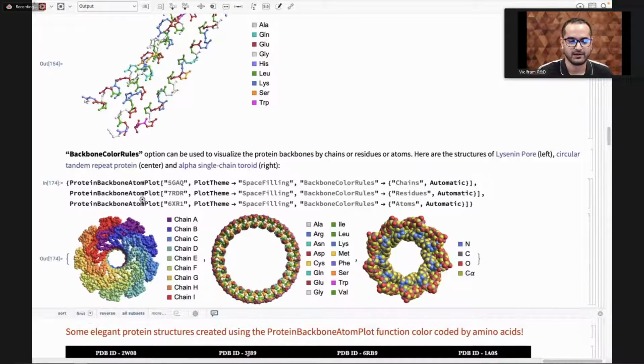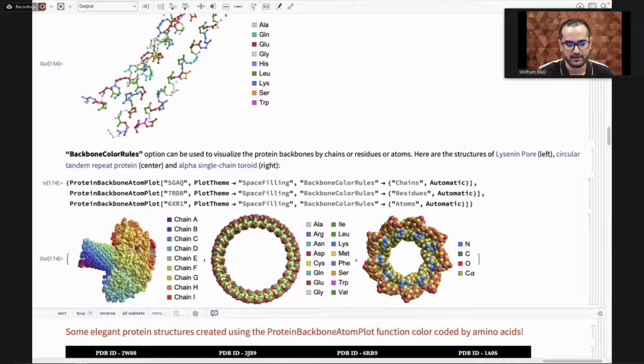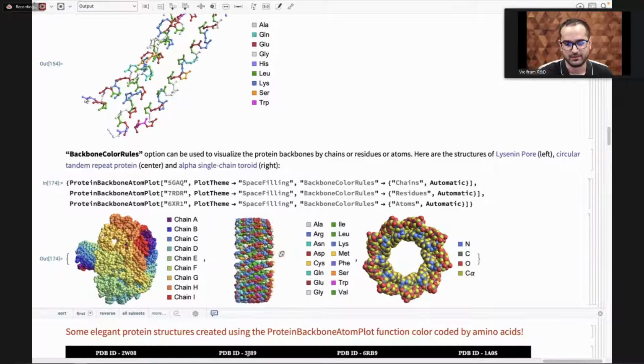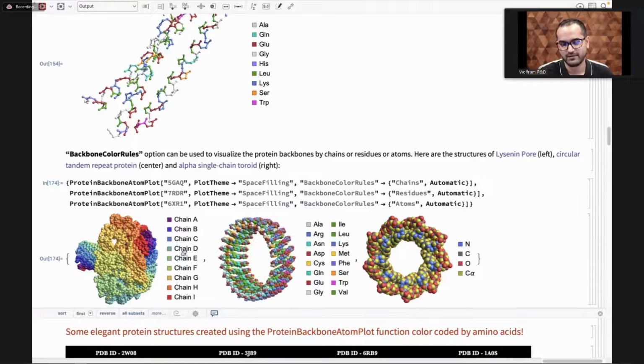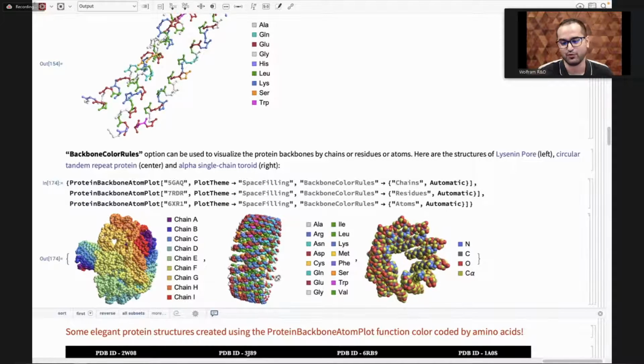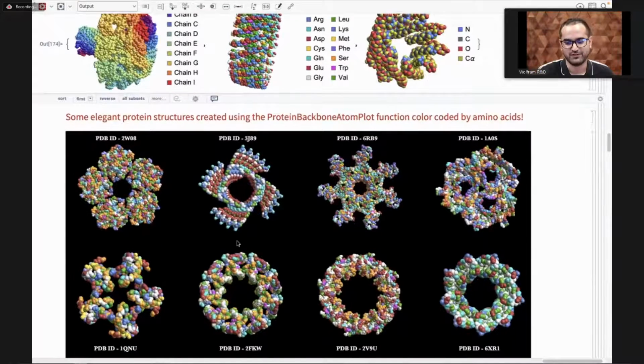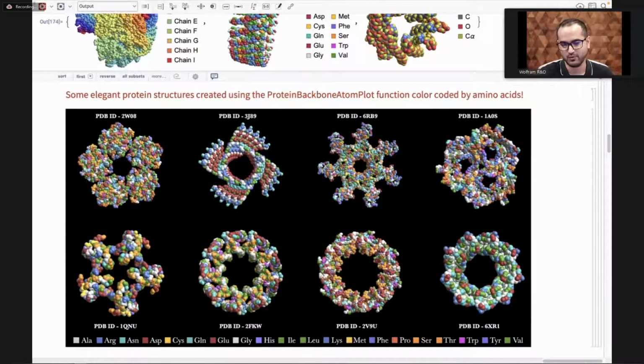And these are again all interactive. So this is, I think, yeah, this is a lysine 4. This is a tandem repeat protein, which looks like this. And this is, as I explained, an alpha single chain toroid. So these are all interactive, and you can generate your own protein plots as you want. And these are some of the protein structures I created using this function and this plot theme, which I found were my favorite structures when I was thinking about documentation and so on.